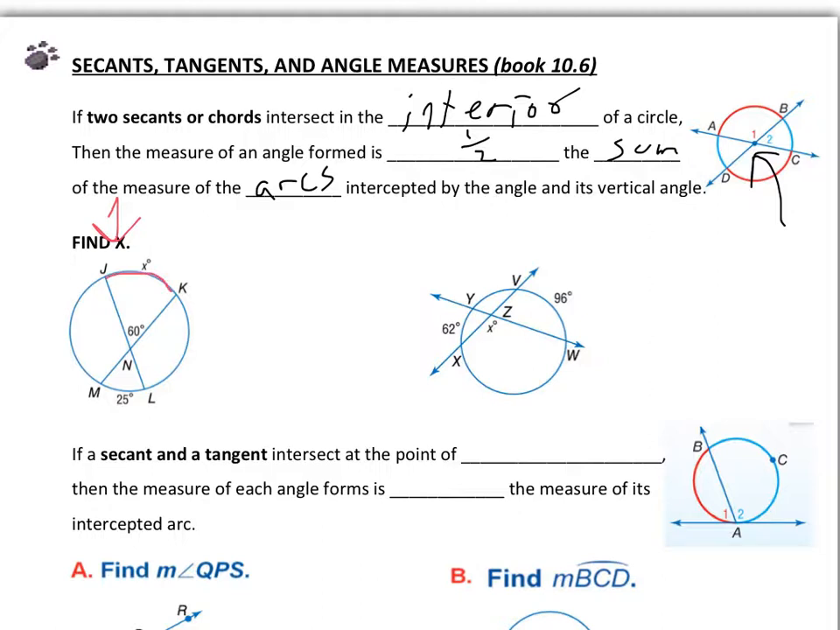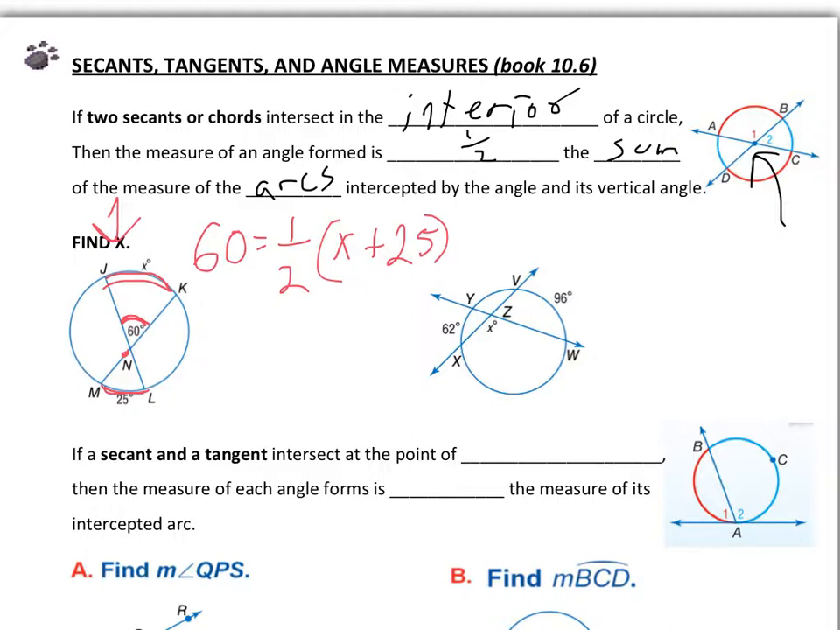Well, the angle formed by these two chords intersecting at this point right here is equal to, so 60 degrees is equal to 1/2, sorry, let me erase that, 1/2 times the sum of the two arcs intercepted by those two chords. These two arcs that I've drawn in red, which are going to be x plus 25.